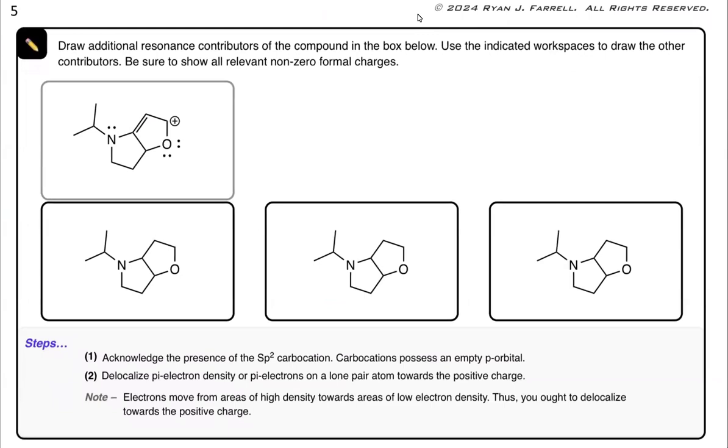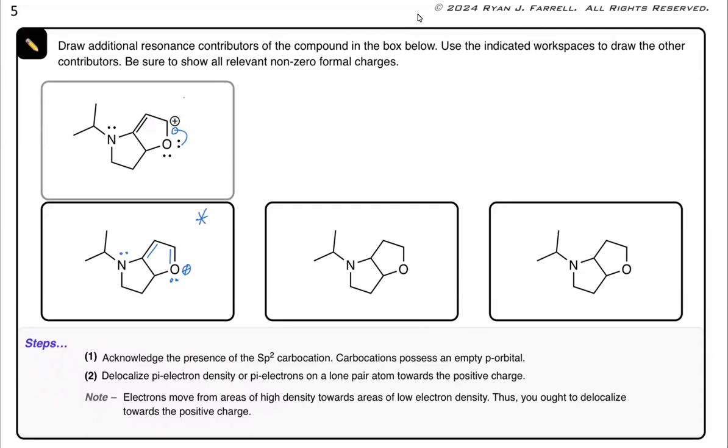Let's also acknowledge that we're overall positive, and therefore only one arrow is required to go from one contributor to the next. One arrow push that's possible here is delocalizing from the oxygen into that empty p orbital of the carbocation. That would make a pi bond between the oxygen and the carbon, and the rest of the structure would stay the same. As a result of that push, the oxygen would take on that positive formal charge, just filling that empty p orbital.